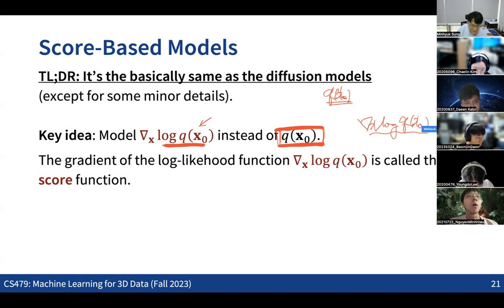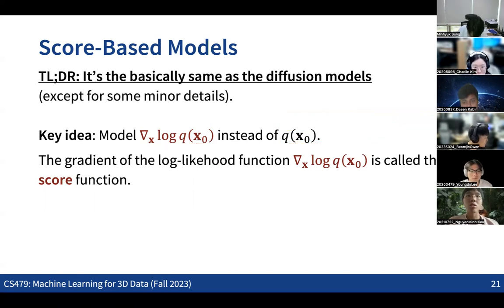So what we are going to see is that even without having the probability density function directly, when we only have the gradient of the log of the probability density function, we can still do some kind of sampling. So that's basically what we are going to do.